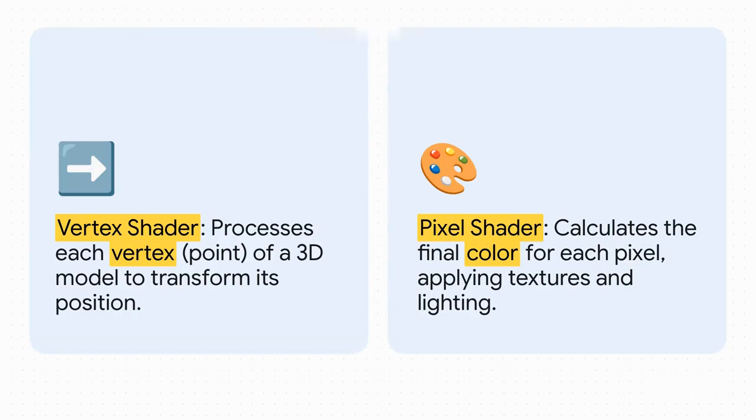But here's the secret sauce. Two of these stages, the vertex and pixel shaders, are completely programmable. This is where developers inject their own custom code. It's how they create mind-bending special effects, realistic lighting, and fluid animations. This is where a game gets its unique visual soul. It's really the heart of modern graphics.